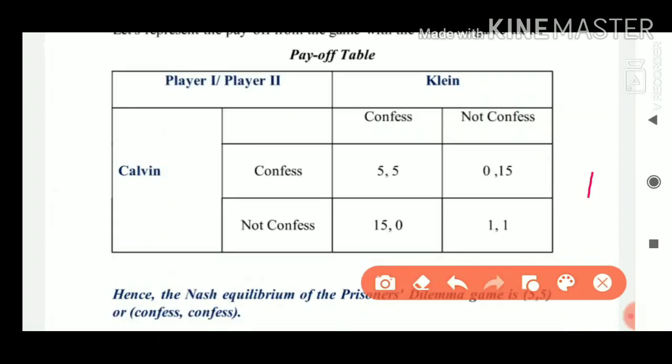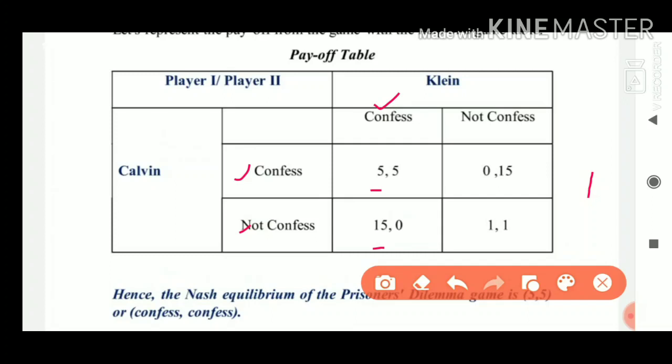Now let's find out the Nash equilibrium from the payoff table. Suppose Klein plays confess, then Calvin can play either confess or not confess. If Calvin plays confess, then he would get 5. If he plays not confess, then he would get 15. So which one would be the best payoff for Calvin here? It is wise for Calvin to play confess.